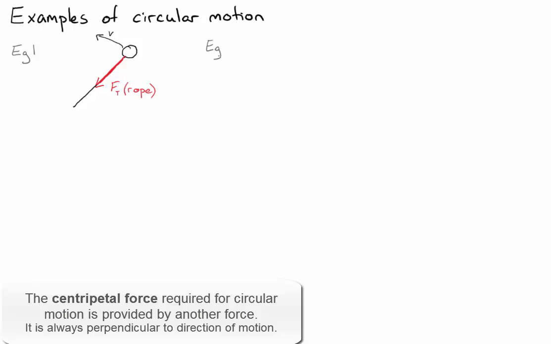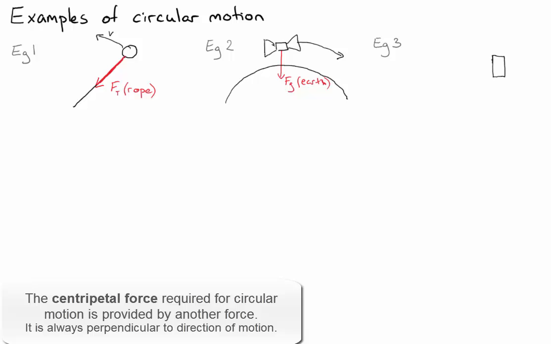The next example is a satellite orbiting the Earth. So there's the Earth, and here's our satellite. It looks more like a bow tie, but that's okay. It is going around the Earth in this direction. If the Earth wasn't there, it would zip off at a constant speed to the right, but the Earth is there and it's applying a gravitational force towards the centre of the Earth. So the force of gravity is producing the centripetal force which is required for circular motion of that satellite around the Earth.